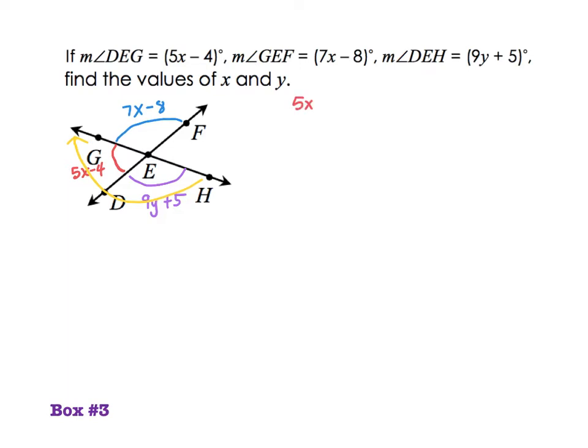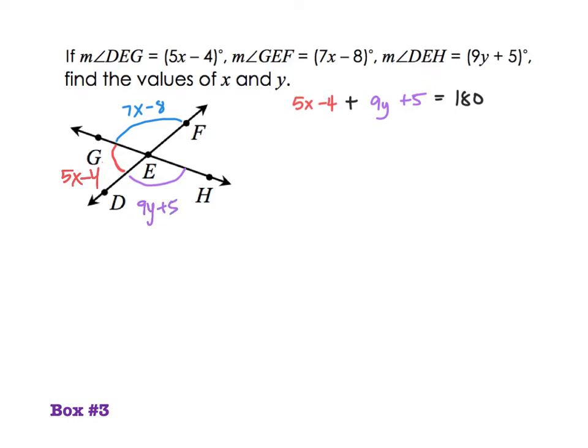If I add 5x minus 4 plus the purple, which is 9y plus 5, that equals 180 degrees. Okay? Now, let me see if I can, I have to rewrite this right here. So this one was 5x minus 4. And then this one was 9y plus 5.